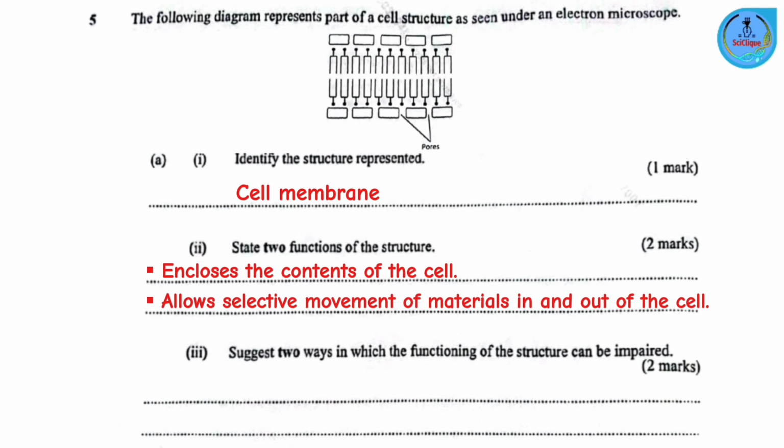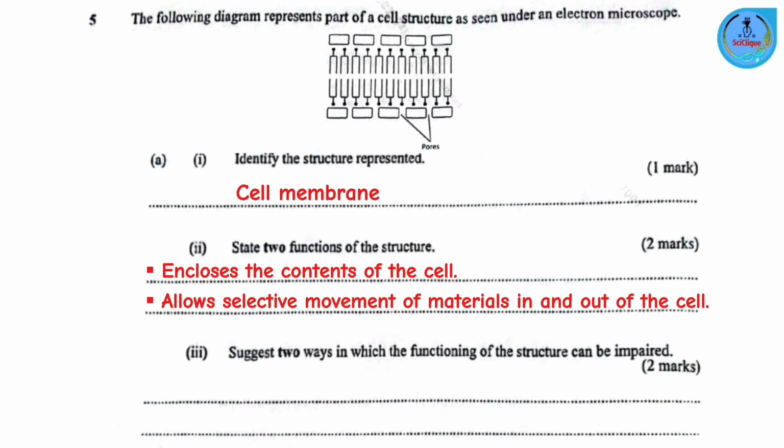Those that are larger cannot. So selective movement means that the cell membrane selects what molecules can pass across simply based on their size. And of course, everything that is necessary and essential for the cell can easily pass across in and out of the cell.